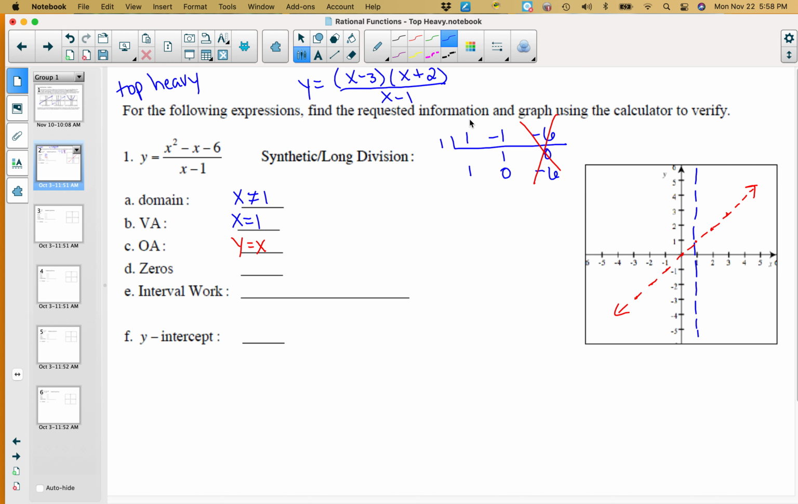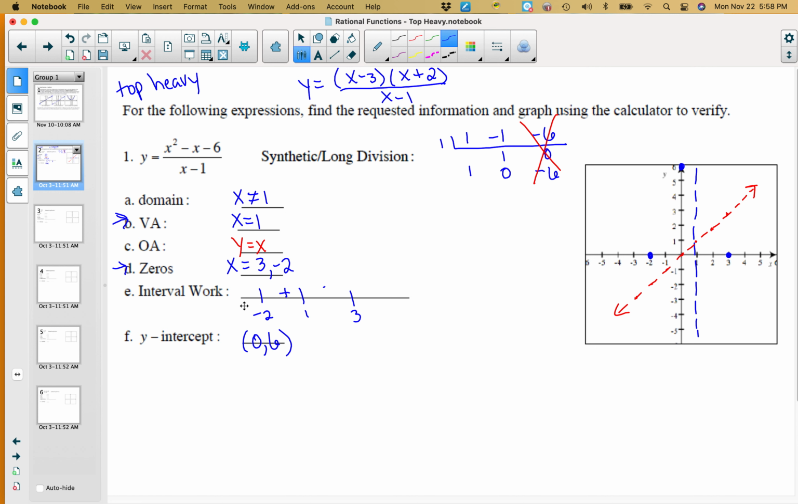Then to do the zeros, we just do exactly what we've done before, set the numerator equal to 0. So I get x equals 3 or -2. And I'm going to plot my zeros. And then I'm ready for my interval work. So remember, it's the vertical asymptotes and the zeros. So same as before, -2, 1, and 3. So if I test values, let's find the y-intercept. If you plug in 0 for x, you're going to get -6 over -1, so we get +6. I'm going to plot that point and mark this as positive right here.